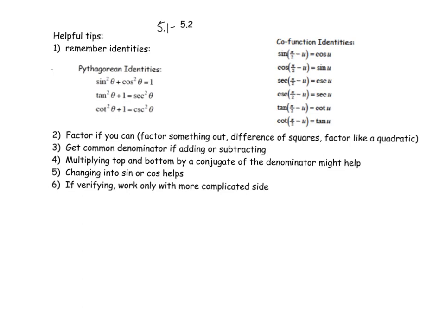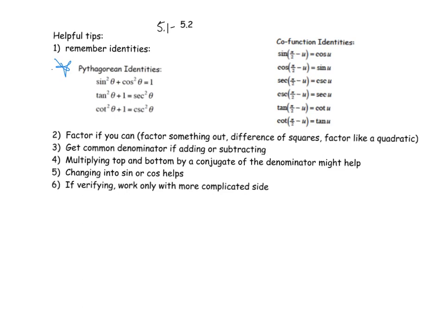This stuff already. Section 5.1 is simplifying, and Section 5.2 is verifying. I just want to review a few things with you. These Pythagorean identities are very helpful, and remember that you can manipulate them.